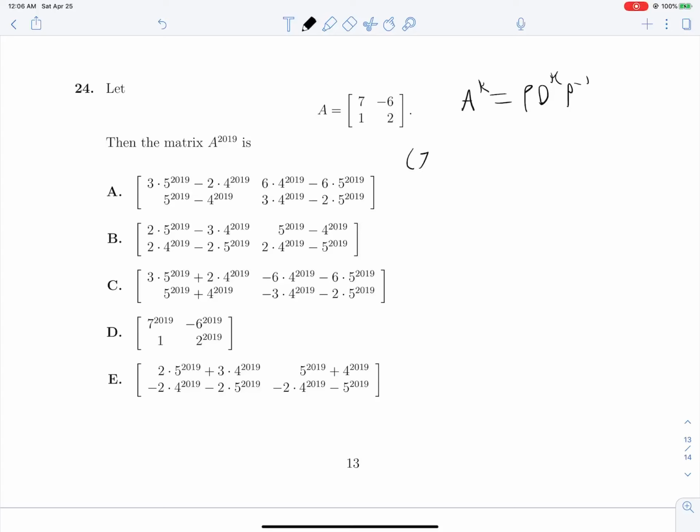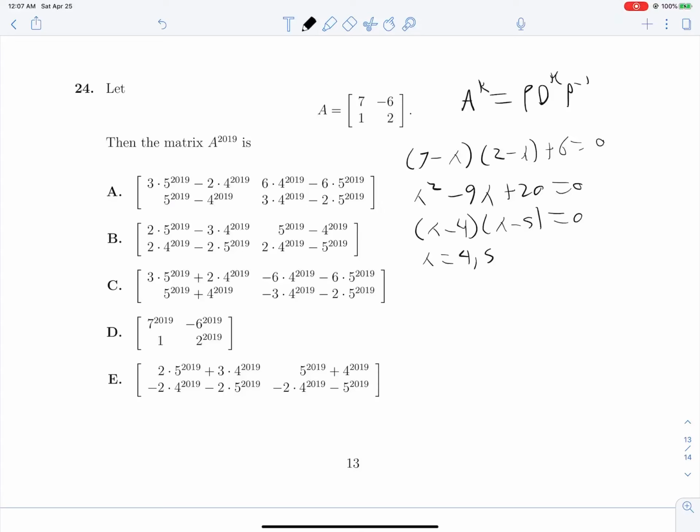We're solving (7 minus lambda)(2 minus lambda) plus 6 is equal to 0. Lambda squared minus 9 lambda plus 14 plus 6, which is plus 20, is equal to 0. How will this factor? (Lambda minus 4)(lambda minus 5) is equal to 0, so lambda is equal to 4 and 5. Great.